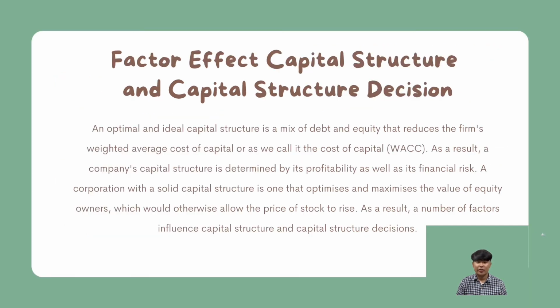Next is factors that affect capital structure and capital structure decision. An optimal and ideal capital structure is a mix of debt and equity that reduces the firm's weighted average cost of capital, or as we call it, the cost of capital. As a result, a company's capital structure is determined by its profitability as well as its financial risk. A corporation with a solid capital structure is one that maximizes the value of equity owners, which would allow the price of stock to rise.